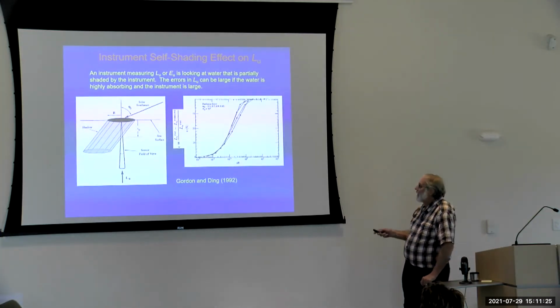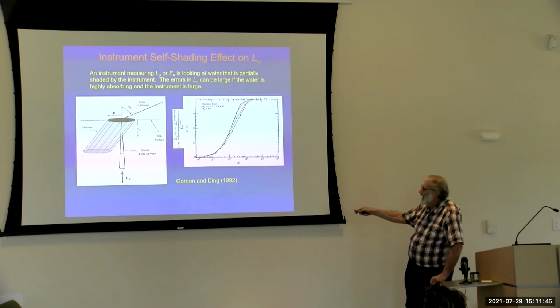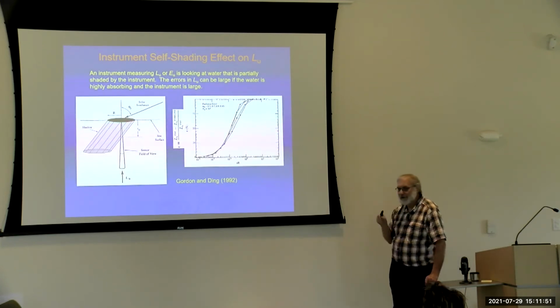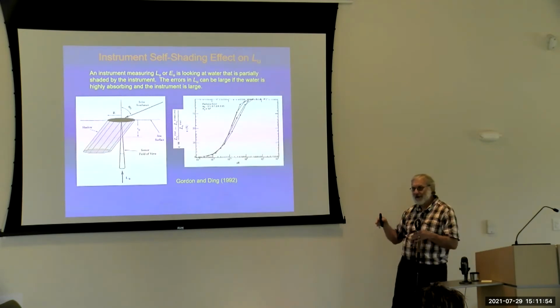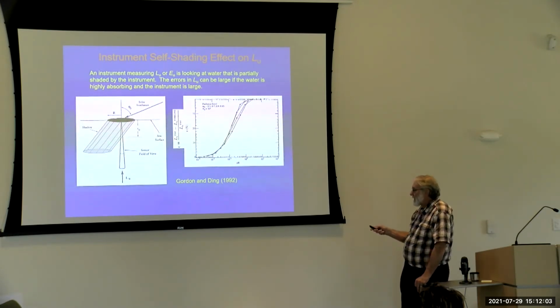And then Howard Gordon did a bunch of stuff with the self-shading simulation. So here's the instrument, and it's casting a shadow into the water. But when you make an Lu measurement, you're looking through that shadow at the very start, and that's where your strongest signal's coming from. So you're not really looking at the ocean, you're looking at a shadow and then some ocean. And so Howard did all these simulations and found out that what really matters is the radius of your instrument and the absorption coefficient.